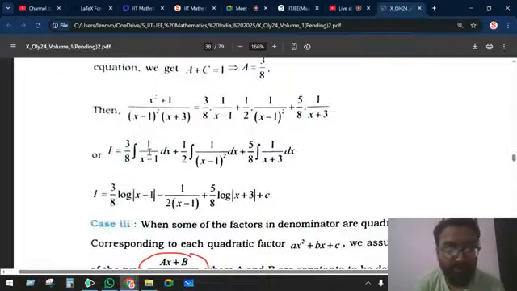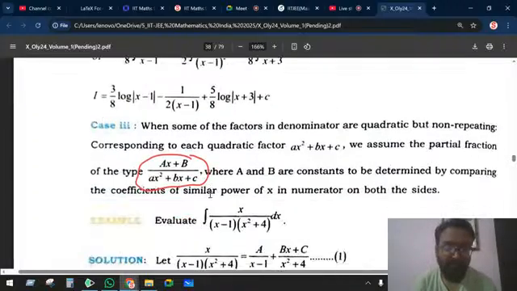So its integration is log mod x minus 1. The third term's integration is log mod x plus 3. What about the integral of 1 upon (x minus 1) whole square? It is just like the integration of 1 by t square, which is t power minus 2, so t power minus 2 plus 1 by minus 2 plus 1. This is the integration of 1 upon (x minus 1) whole square. Then that's a simple answer.